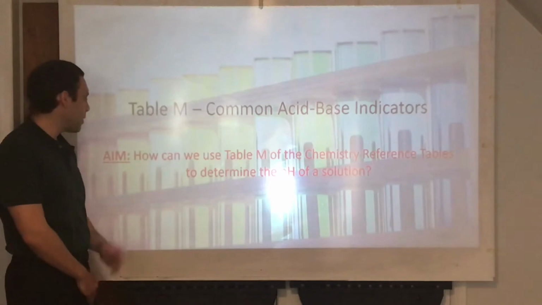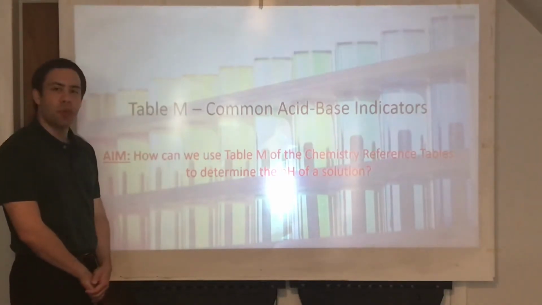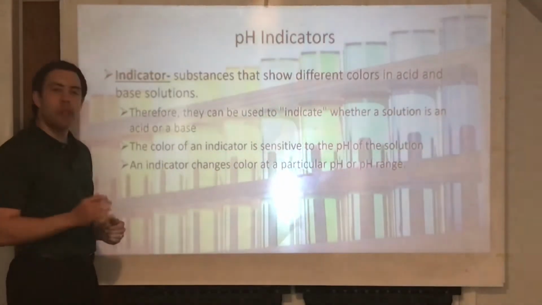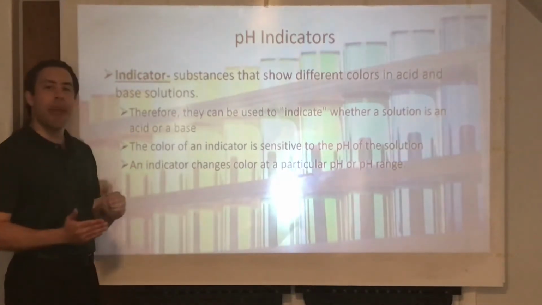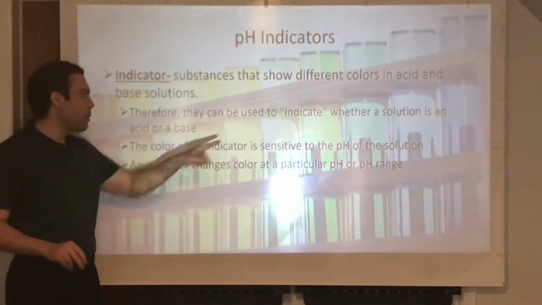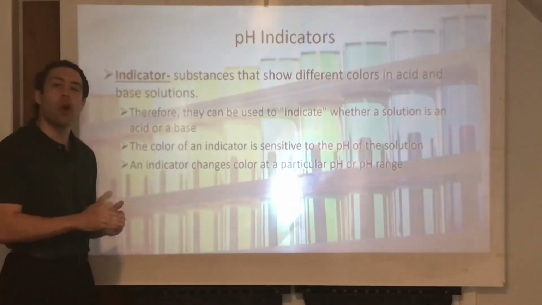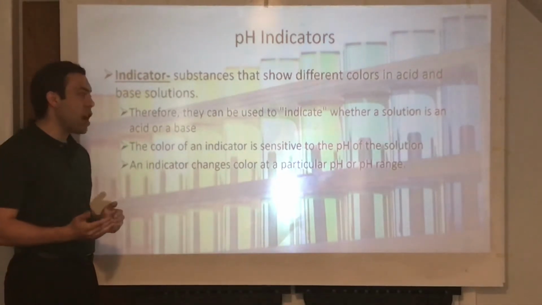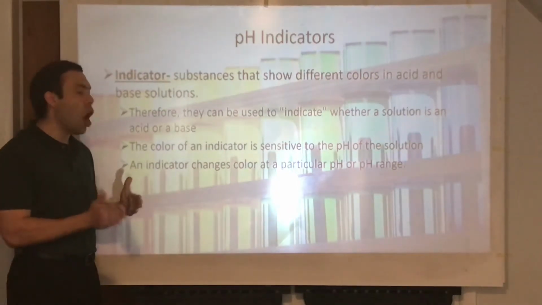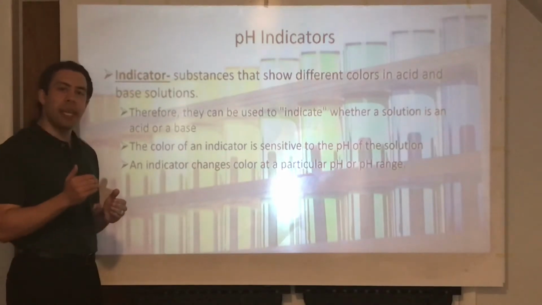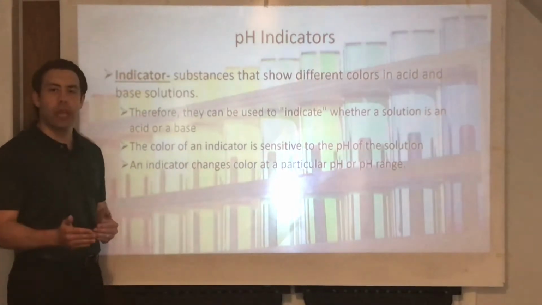Today we'll be learning about Table M, Common Acid-Base Indicators. Our aim for today is, how can we use Table M of the chemistry reference tables to determine the pH of a solution? An indicator is a substance that will show different colors in acid and base solutions. Therefore, they can be used to indicate whether a solution is an acid or a base, based on their color. The color of the indicator is sensitive to the pH of the solution. An indicator changes color at a particular pH or a pH range.